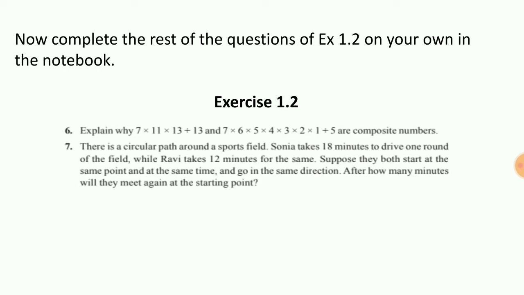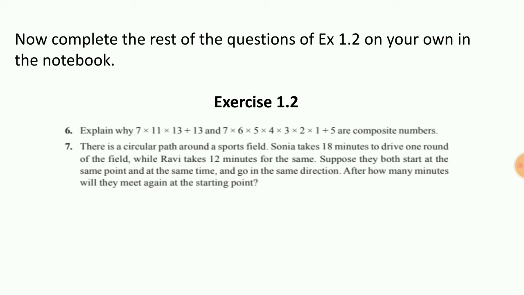Just see the 6th and the 7th question. 6th question, explain why 7 into 11 into 13 plus 13 is a composite number. So, if you take 13 common, you will be left with 77 plus 1. That means 13 into 78. Clearly, the prime factorization of this number is 13 into 2 into 3 into 13, which is not a prime number because the factors here are not only the number and 1, but there are many more factors. Therefore, it is a composite number.